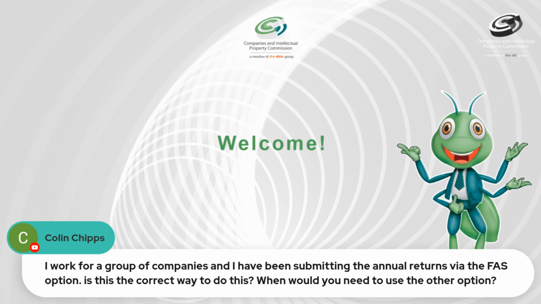Let's see Colin's question. I work for a group of companies and have been submitting the annual returns via the FAS option. Is this the correct way to do this? When would you need to use the other option? All right, Colin, that becomes a little bit tricky. It will depend on what type of company it is. If it's a public or state-owned company, or the MOI of the company requires it to be audited, then you have to use the XBRL, the AFS component.